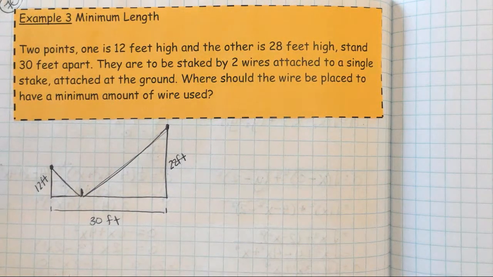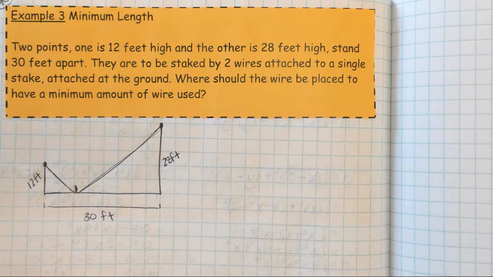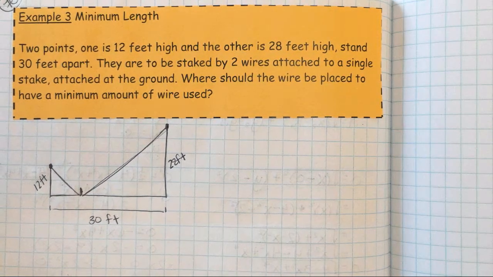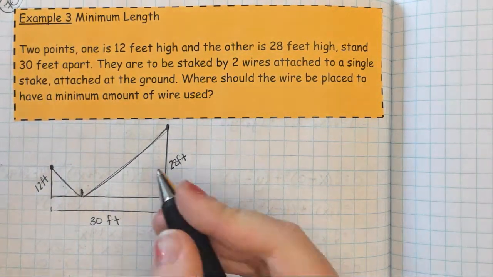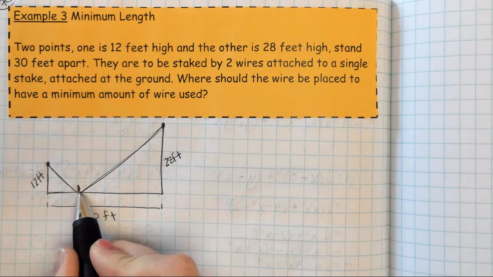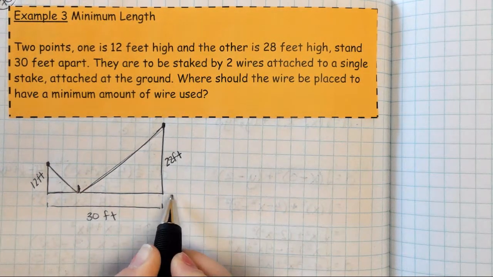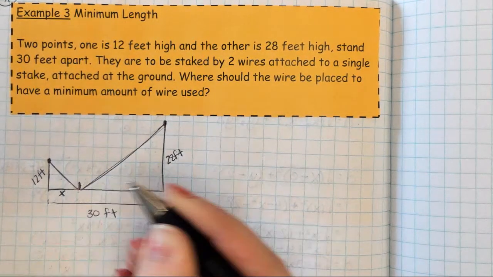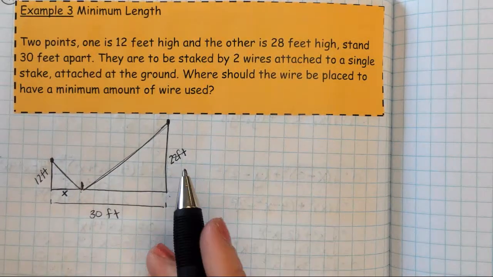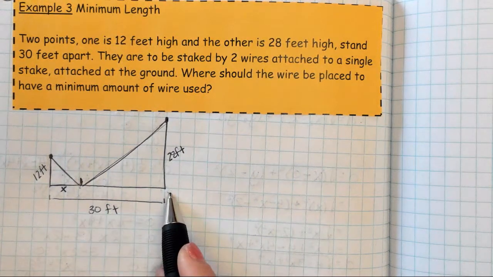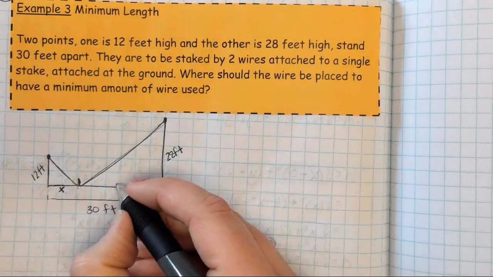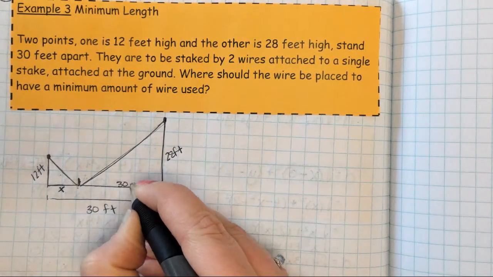So the question is, where should the wire be placed to have a minimum amount of wire used? So we have to represent these 2 triangles together somehow. So I need to know where this is, and I need to know probably the distance from this stake to the 28-foot pole. So first of all, let's just call this X. If I call this X, that means this distance is whatever X was, or you have a total of 30 feet, and we're going to take away X. So I can also call this length maybe 30 minus X.